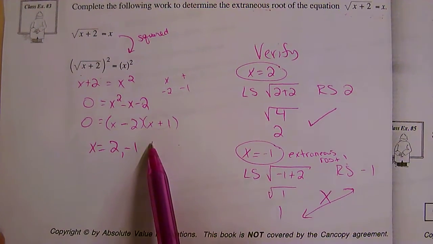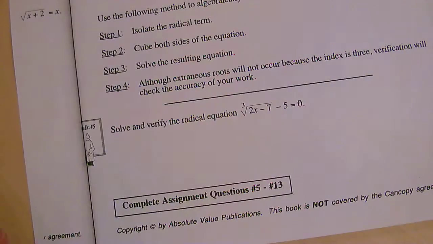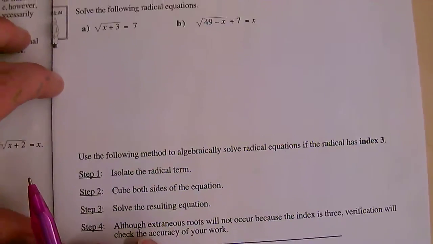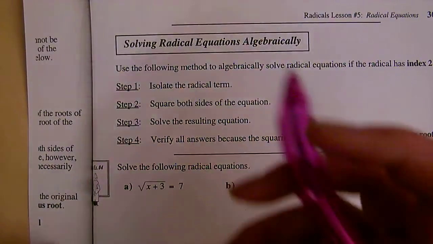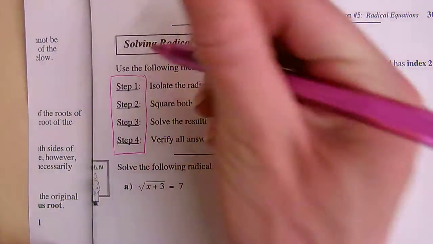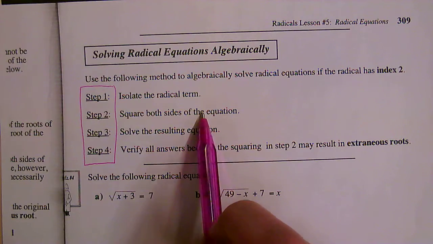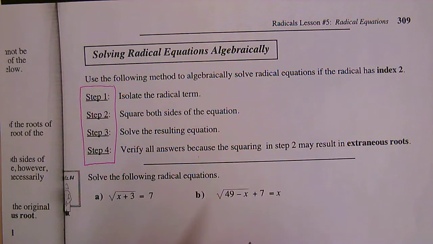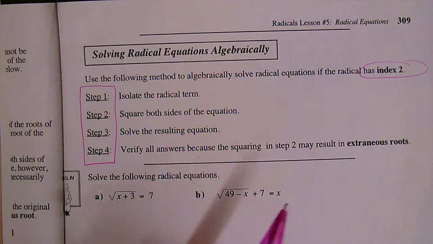So I solved, and I verified, and I found an extraneous root. So solving radical equations algebraically, you're basically going to always use these steps. You're going to isolate the radical term, square both sides, solve, then verify. And these are for when we're worried about index 2. So: isolate the radical, square both sides, solve, verify.